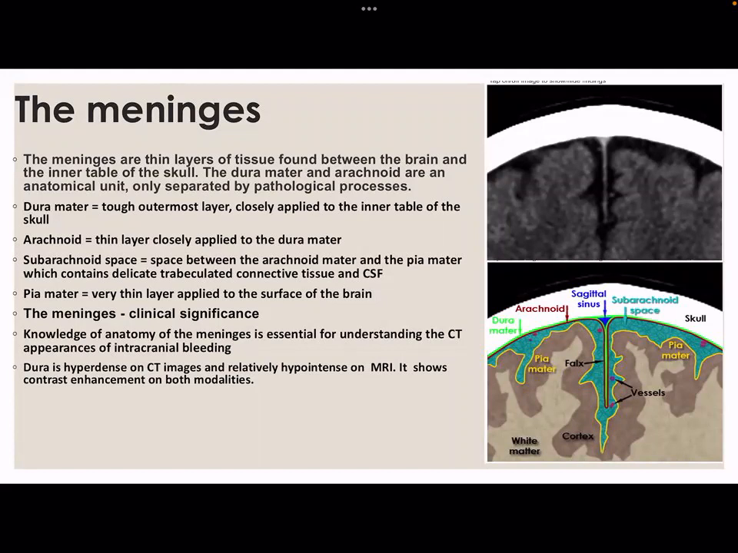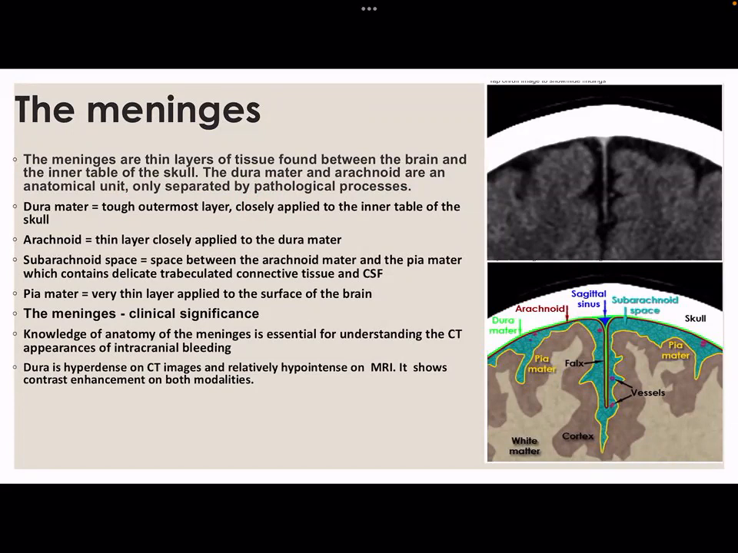Meninges are thin layers of tissue found within the brain. They cover the brain and spinal cord. We have 3 layers: the dura mater, arachnoid, and pia mater. The dura mater and arachnoid are both anatomical units, and only separated by a pathological process. So the outer layer is the dura mater. It is the tough outermost layer, which is closely adherent to the inner table of the skull.